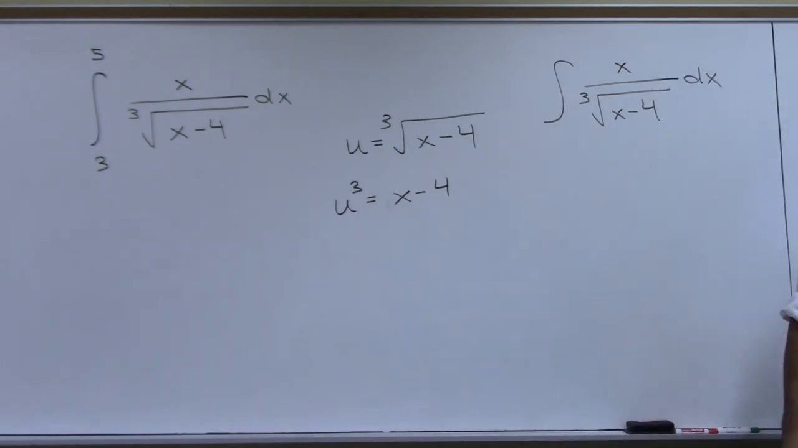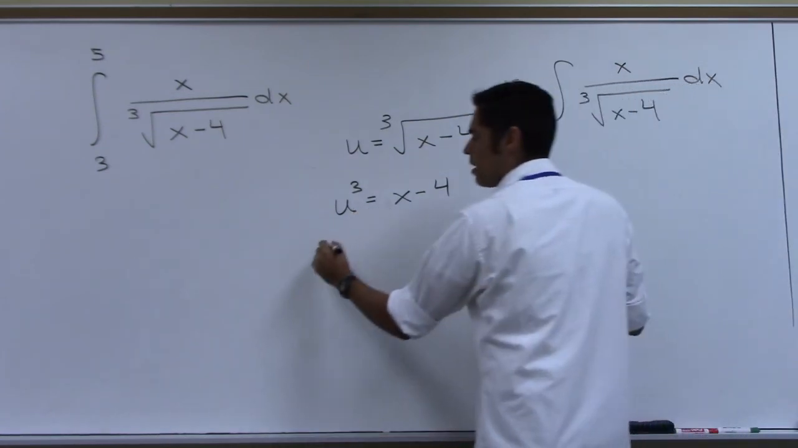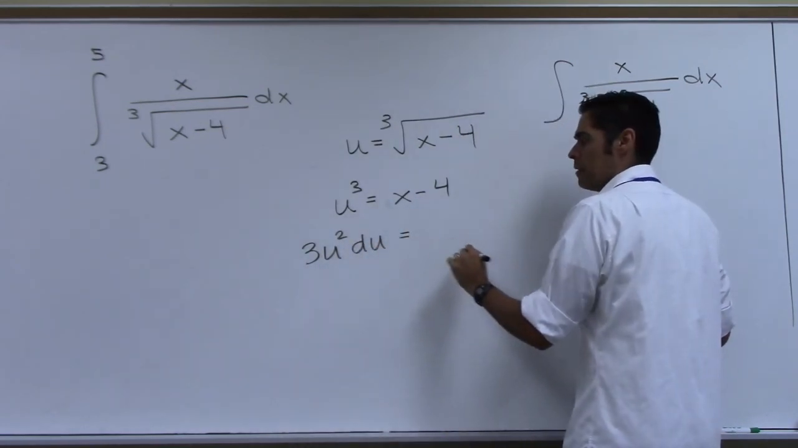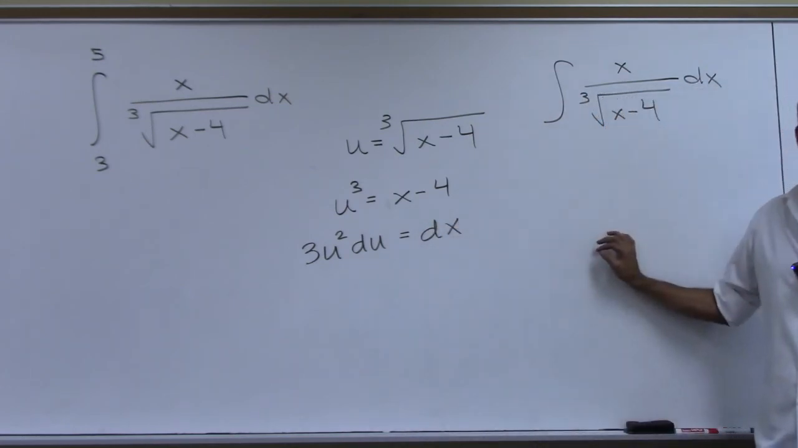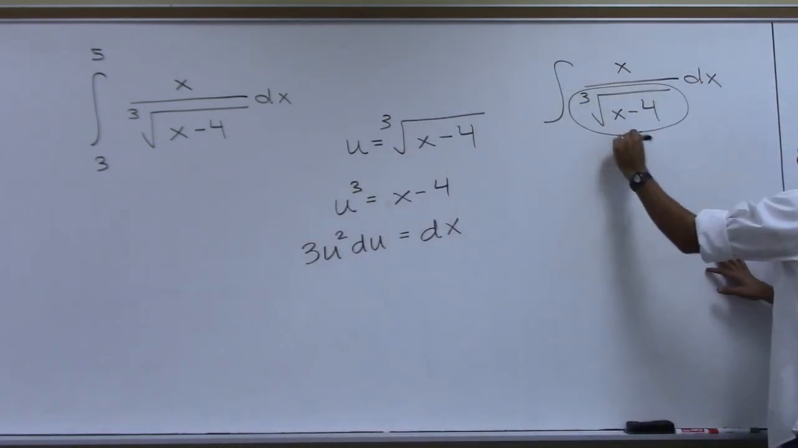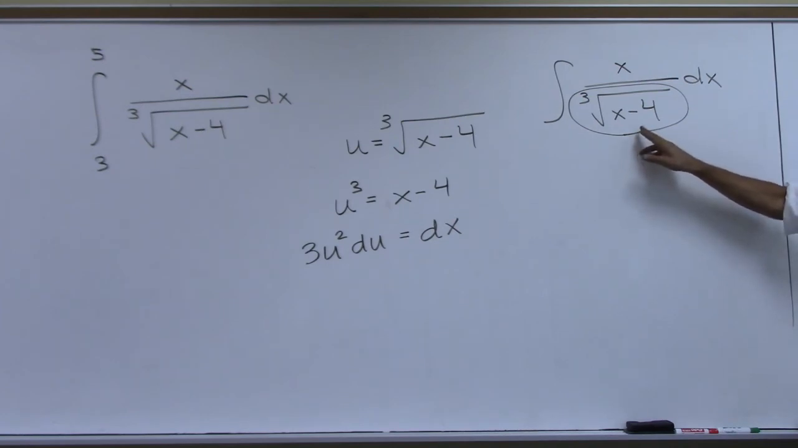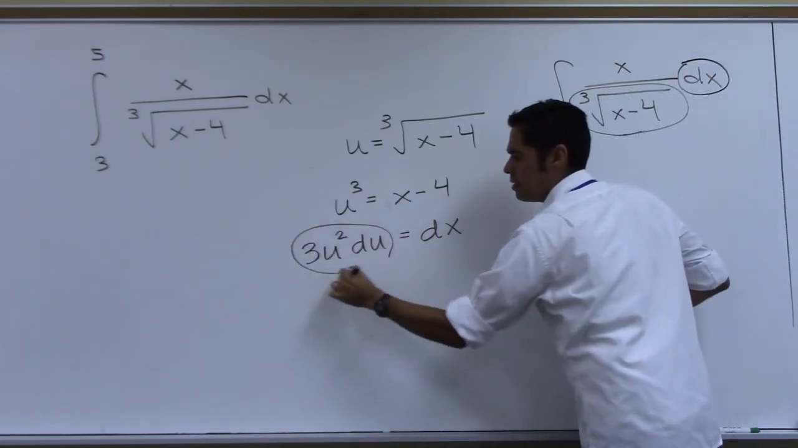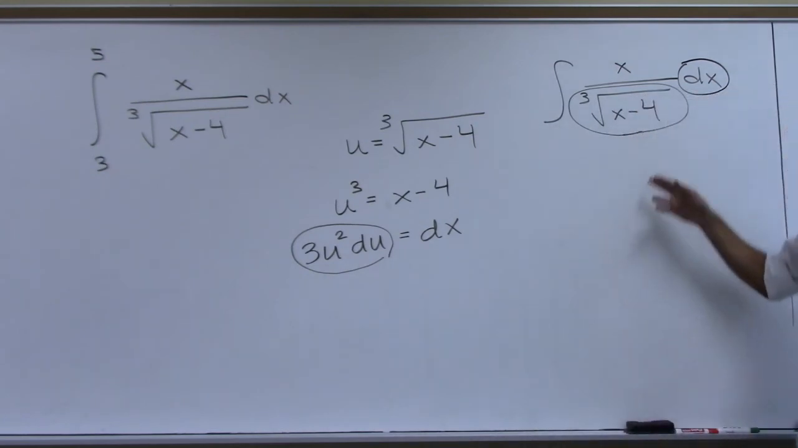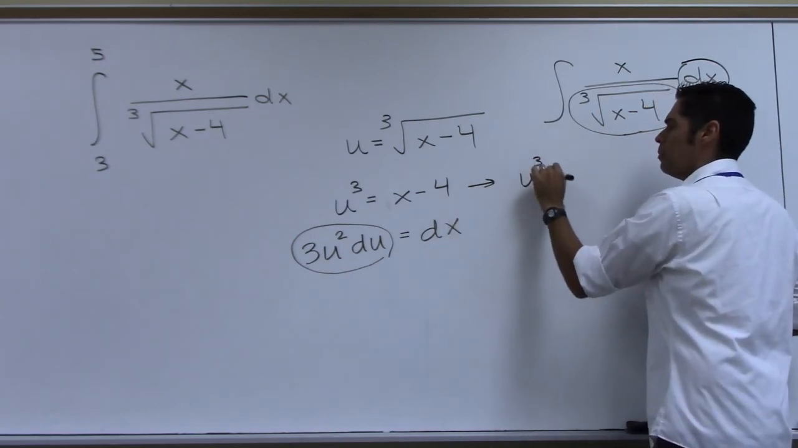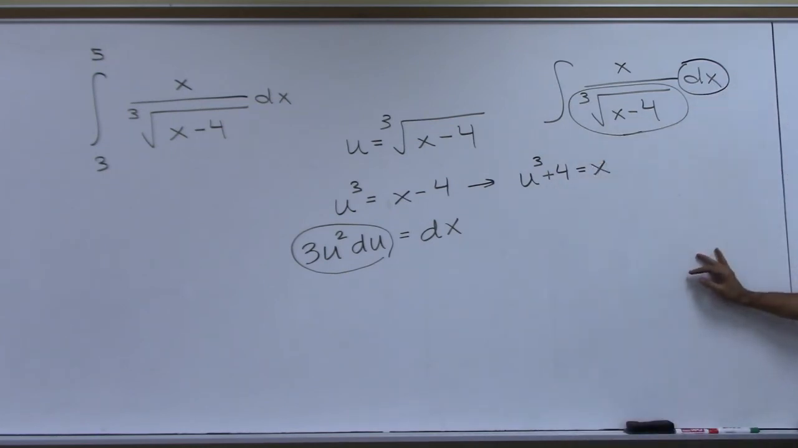Yes? And now if I take the derivative on both sides, the derivative of the left side is 3u squared du, and the right side, the derivative is what? dx. So I will be able to replace this with u, and I will be able to replace dx with 3u squared du, right? The only thing really left for me to determine is what the x will become, which I can use this to say that u cubed plus 4 is x. Now, I believe integration by parts will also work for this, but it's a little uglier.